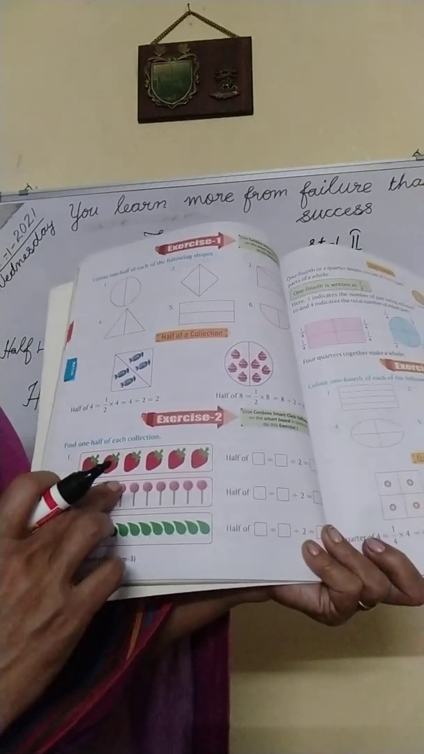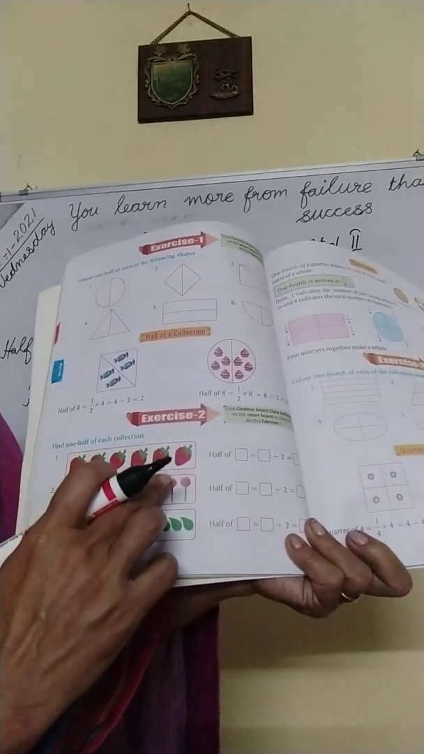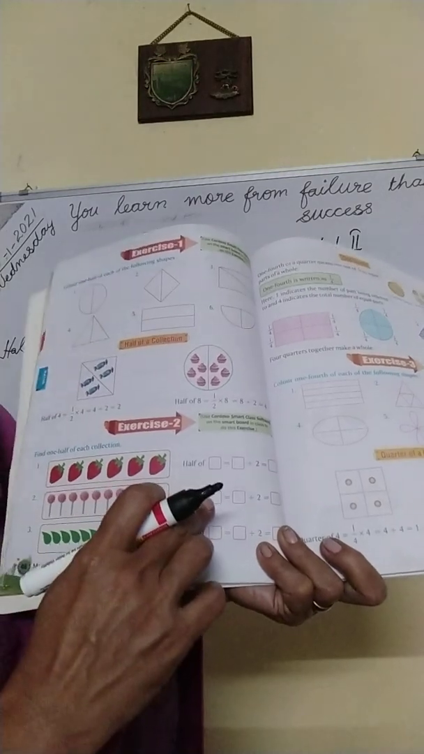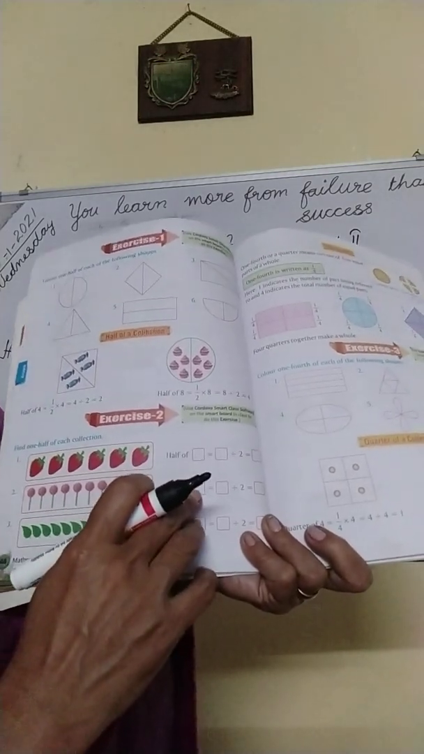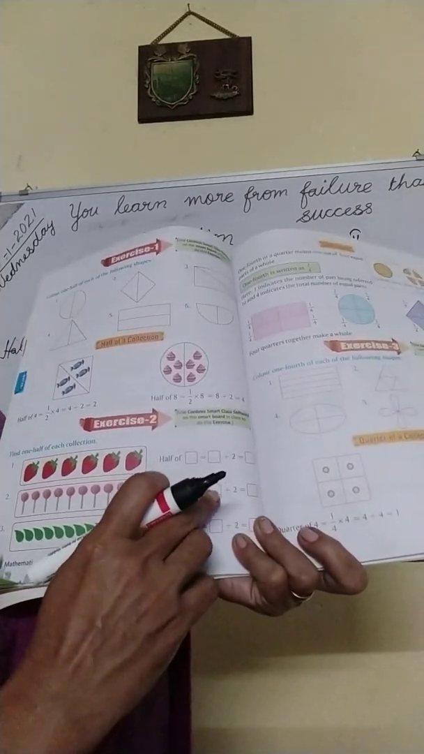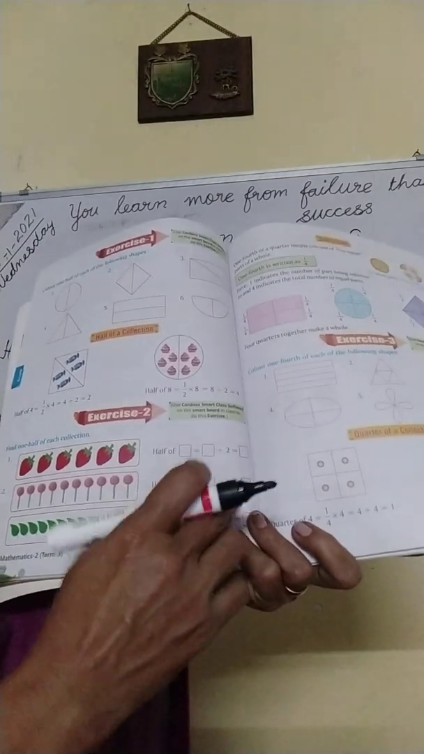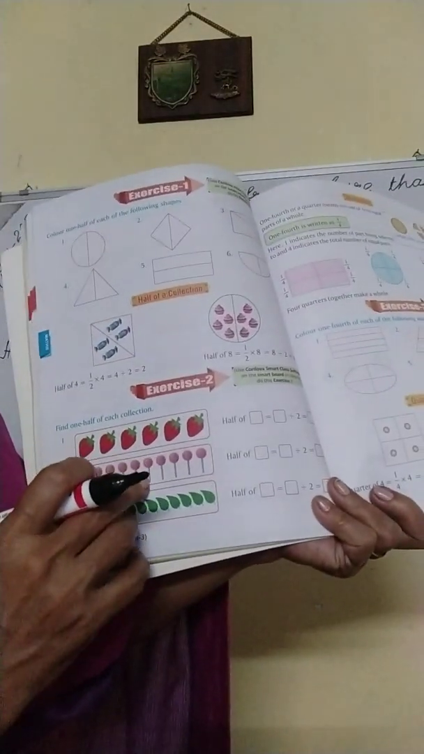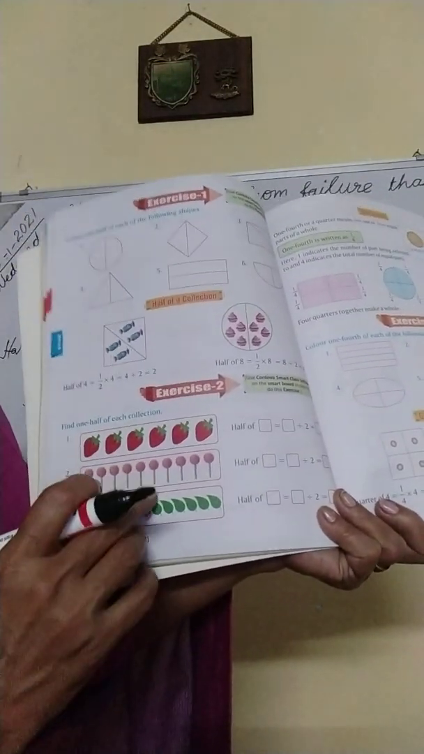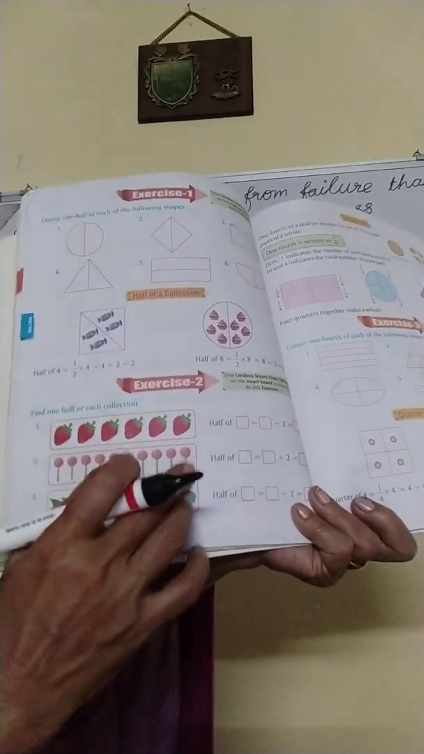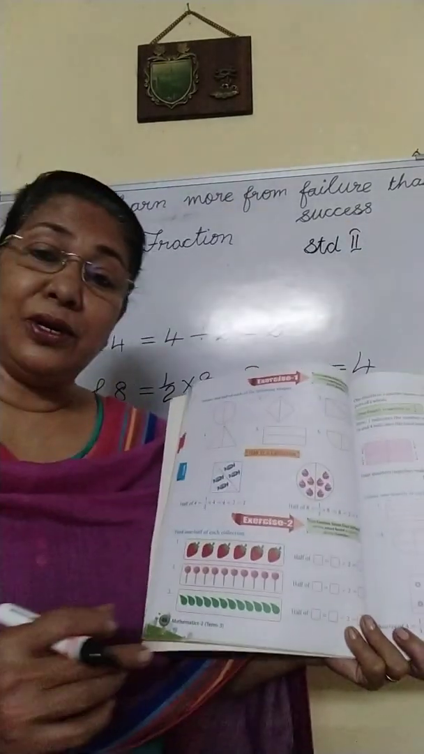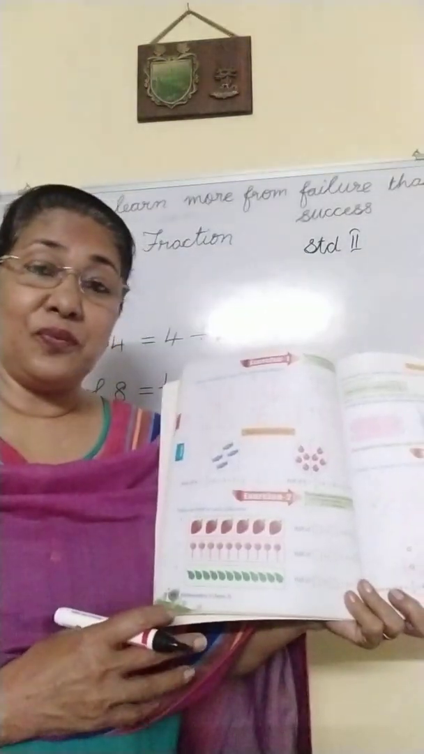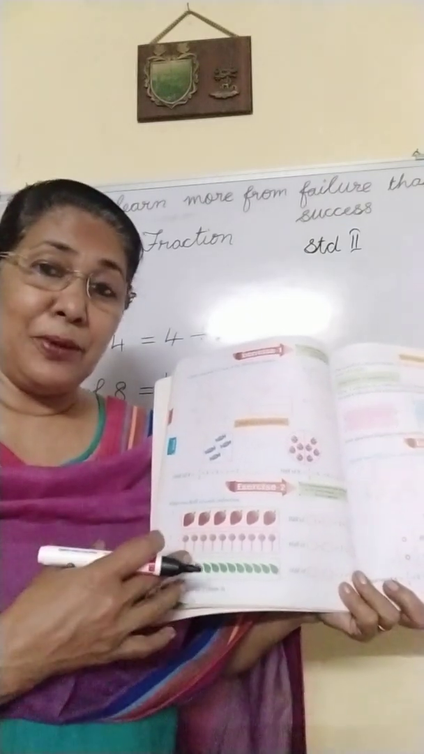Next one. 1, 2, 3, 4, 5, 6, 7, 8, 9, 10. Half of 10 is equal to 10 divided by 2. When you divide into 2, how many do you get? Yes, you get 5. So, draw one line here. That's why you have to learn your tables. Don't forget, tables only will help you to do this.